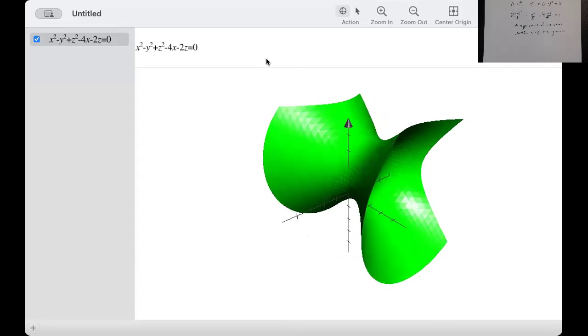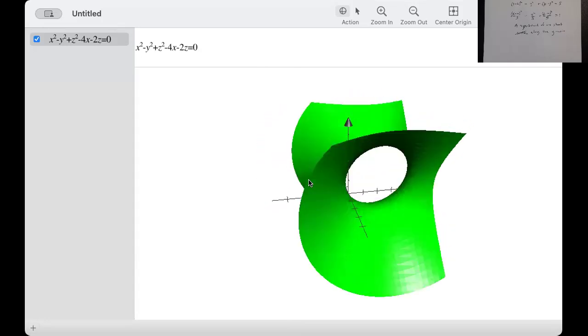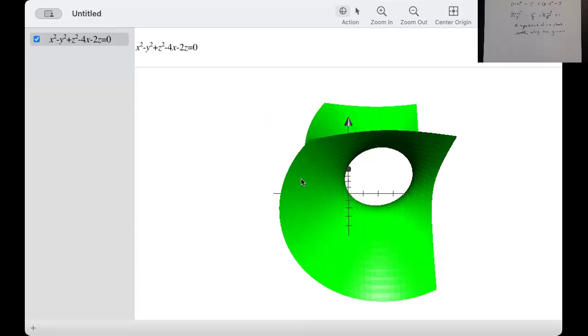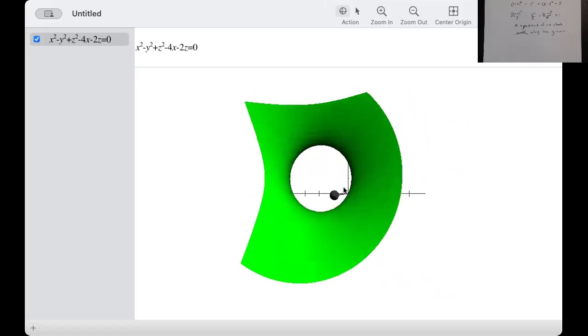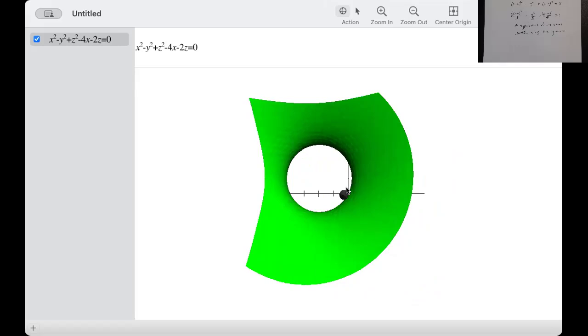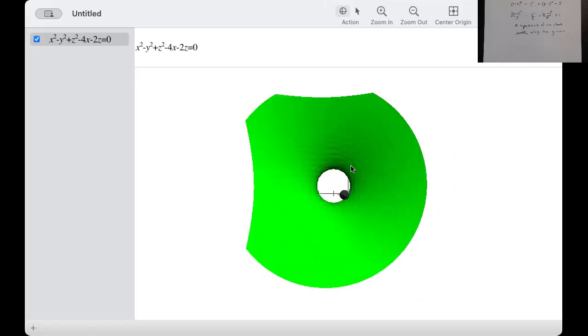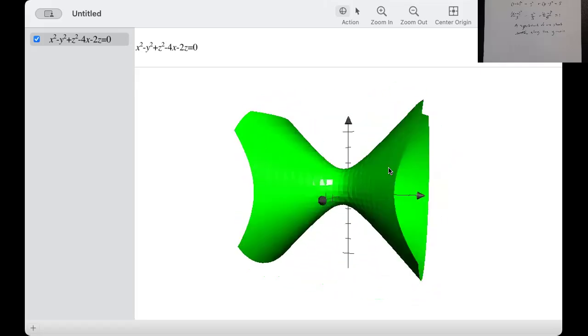Yep, that's a hyperboloid. Notice its center is not on the axis because we shifted over by 2 and up by 1. So the point 2, 1 is the center of this hyperboloid. But there's the y-axis, and our circles are going in that direction. If I zoom out a little, I'll get more complete circles, but there are my hyperbolas.